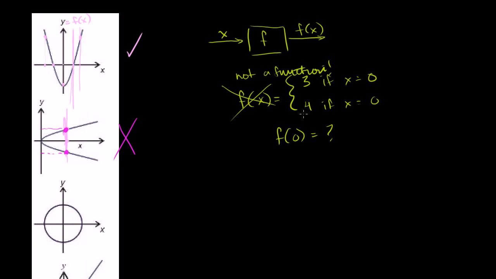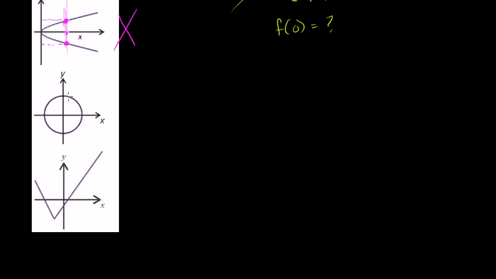We're doing exactly what I described here. For a certain x, we're describing two possible y's that could be equal to f of x. So this is not a function. Over here, same thing. You draw a vertical line right there. You're intersecting the graph twice. This is not a function. You're defining two possible y values for one x value.